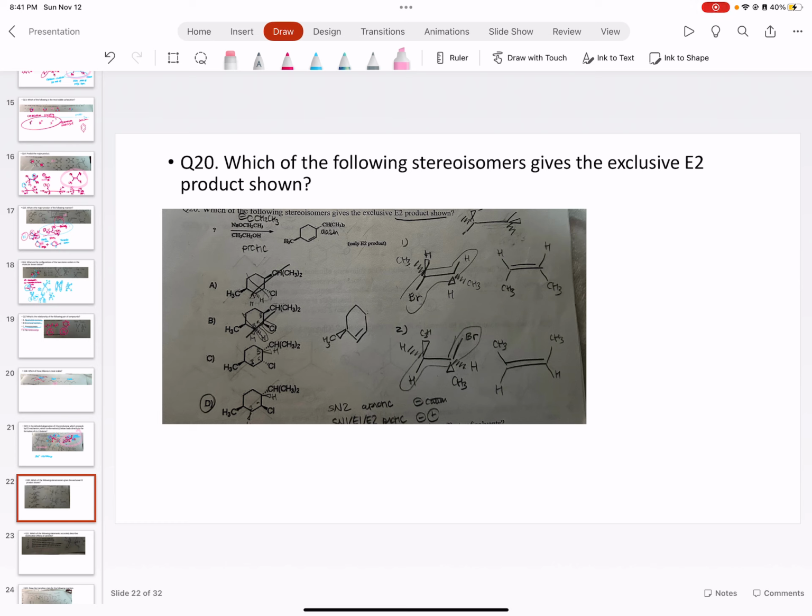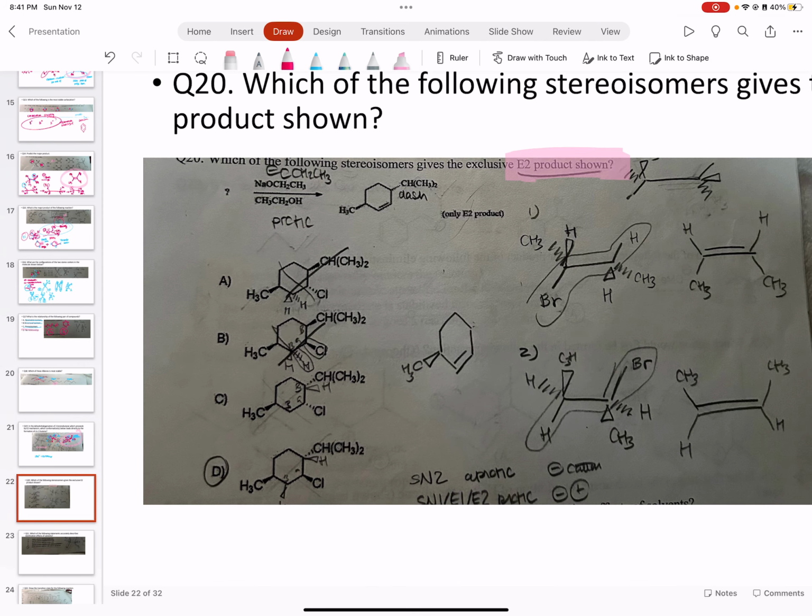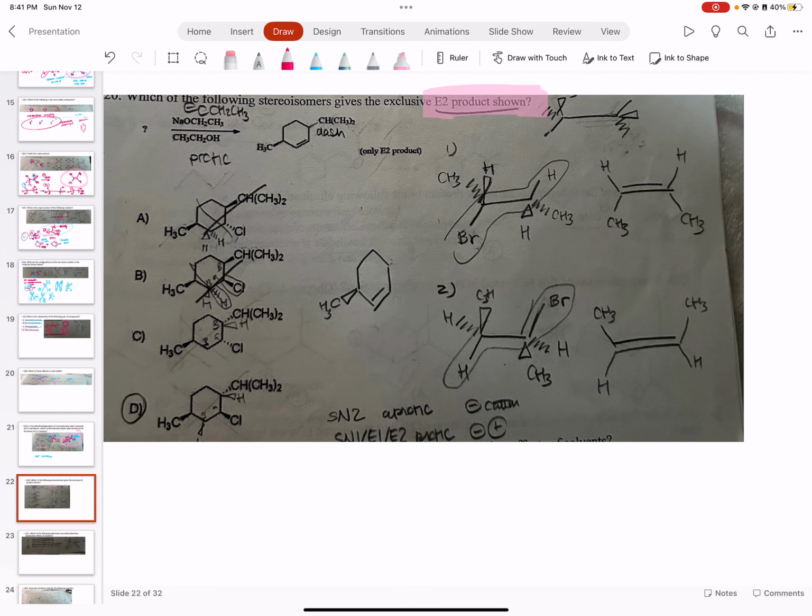So let's see, question 20. Which of the following stereoisomers give the exclusive E2 product shown? The good thing is that they're showing us that it's an E2 reaction. We have this OCH2CH3, and then I said that that one's the product. And then I have a C3H and a wedge, and then I have this one on a dash.